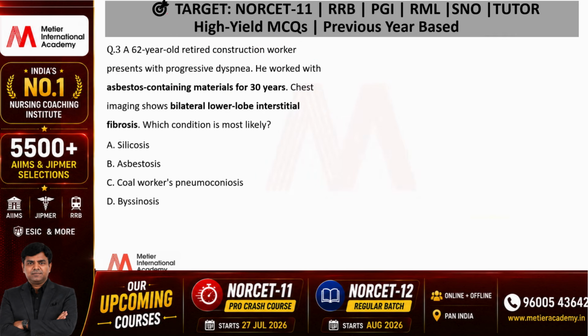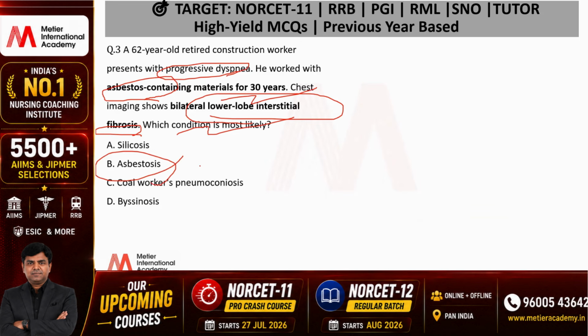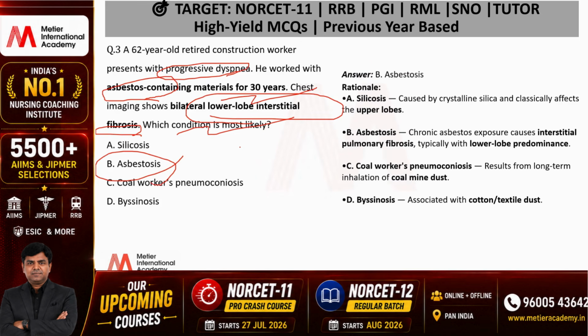The next question: a 62-year-old retired construction worker presents with progressive dyspnea. He worked with asbestos containing material for 30 years. The chest image shows bilateral lower lobe interstitial fibrosis. Which condition is most likely? From the question itself, they have given the answer, right? So they worked for 30 years with asbestos containing material. So definitely the patient will be getting what? Asbestosis.